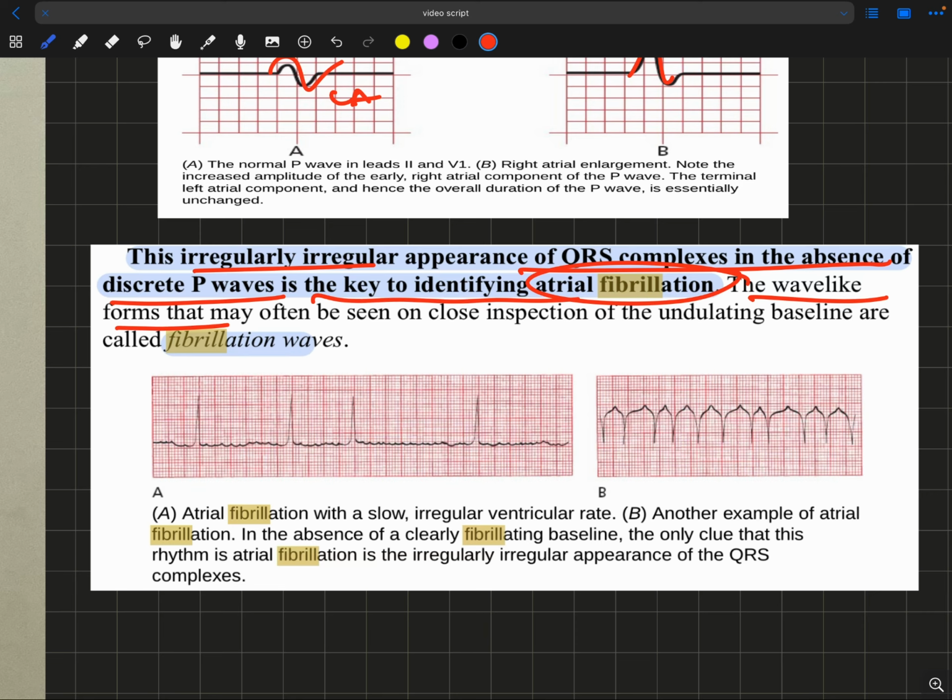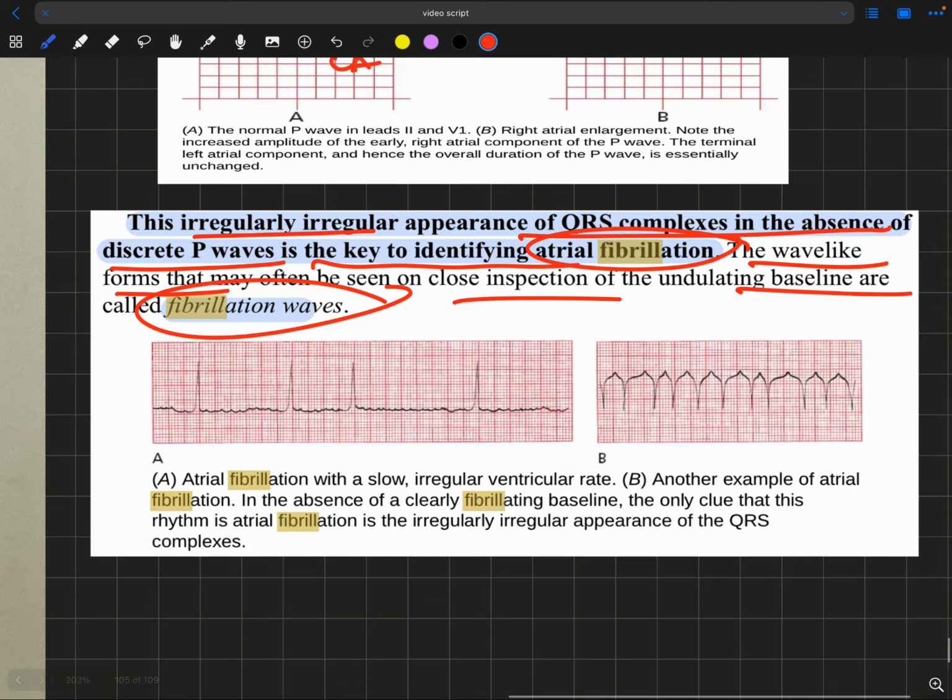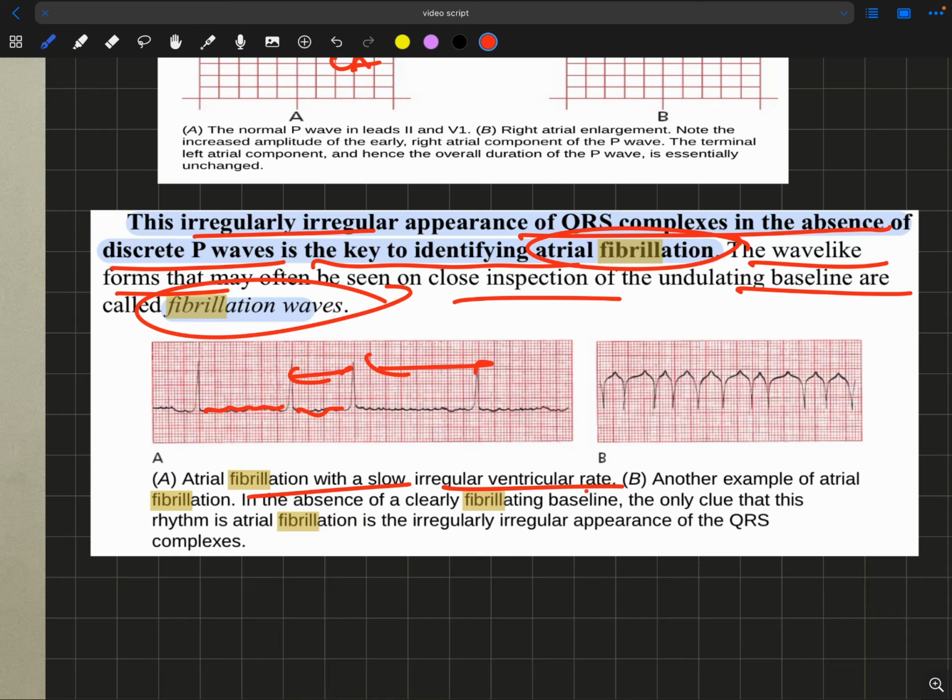These wave-like forms we often see on close inspection of the undulating baseline are called fibrillatory waves. So these are the narrow QRS complexes with fibrillatory waves. The RR interval is irregularly irregular. This is atrial fibrillation with a slow, irregular ventricular rate.